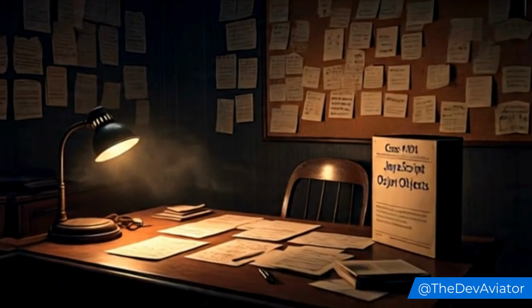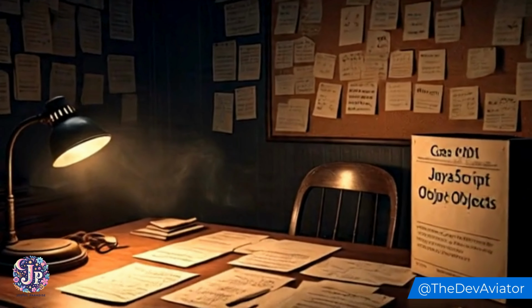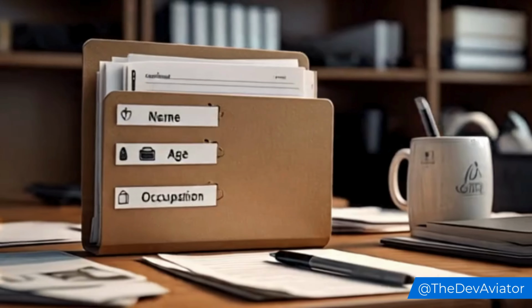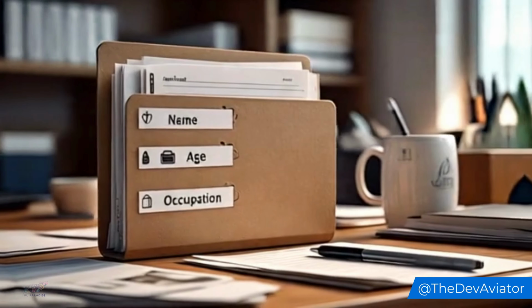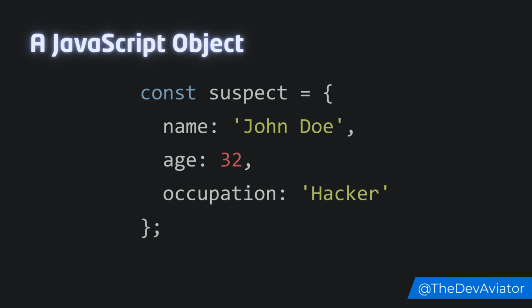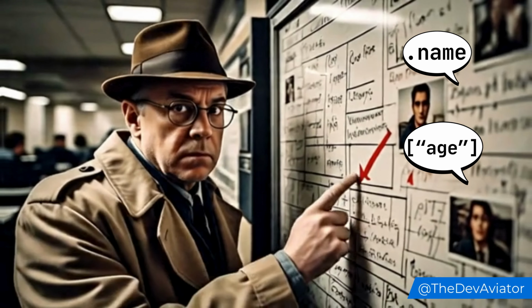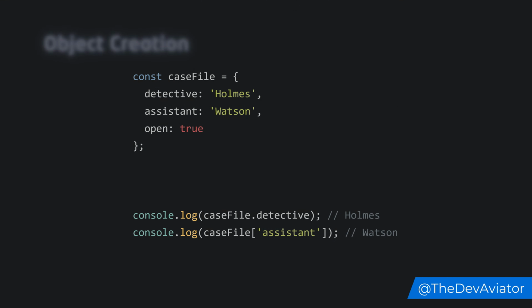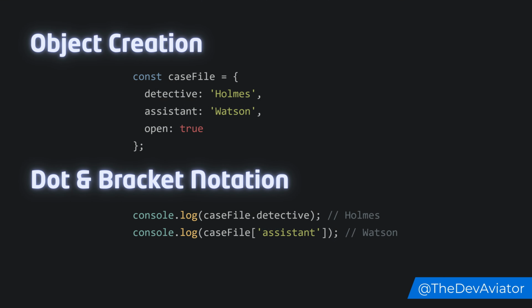Your tools? A sharp eye, clean syntax, and curiosity. Let's investigate. An object is your case file. Inside you will find key value pairs, clues, ready to be uncovered. To investigate clues, use dot or bracket notation. Dot for standard keys, brackets for dynamic or odd names.